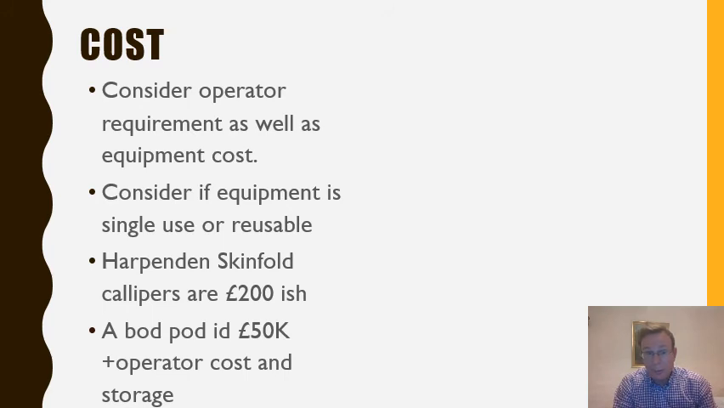Something like a Bod Pod is incredibly accurate. It's very reliable, but it costs about £50,000, and it needs to be operated by a skilled person. Usually they're exercise scientists, and they also need to be stored. It's an expensive and quite cumbersome piece of equipment.